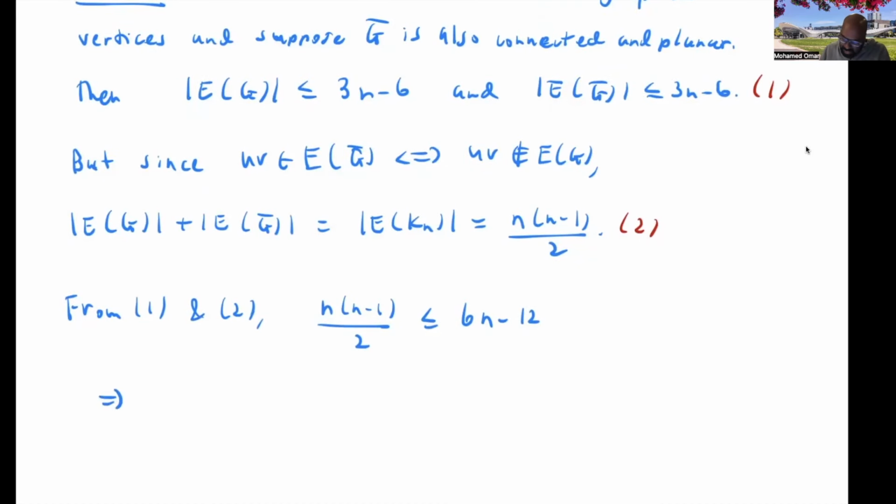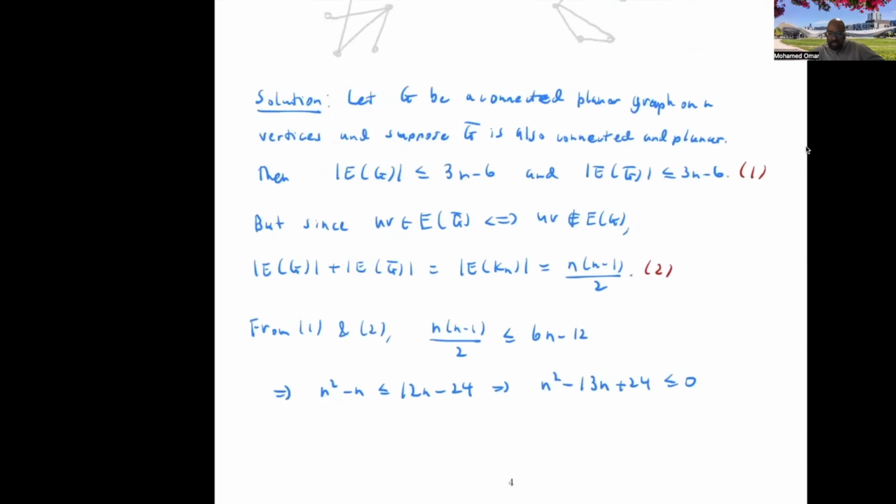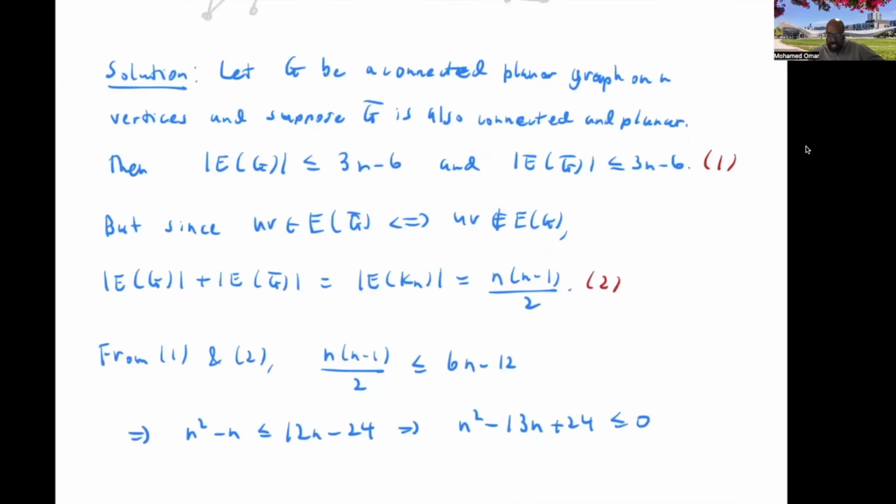Okay, so now we need to do some algebra with this. If we multiply by 2 and multiply out the binomial, we'll get this here. Or in other words, n squared minus 13n plus 24 is less than or equal to 0. And now this sort of goes way beyond stuff to do with graph theory. The question is, when do you know that this inequality will be satisfied? It turns out this will be satisfied precisely when n is less than or equal to 10.